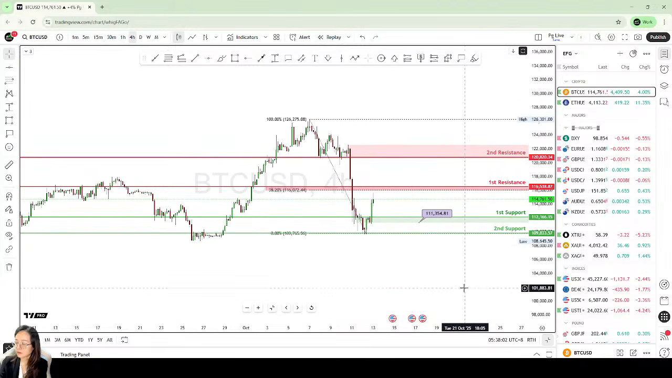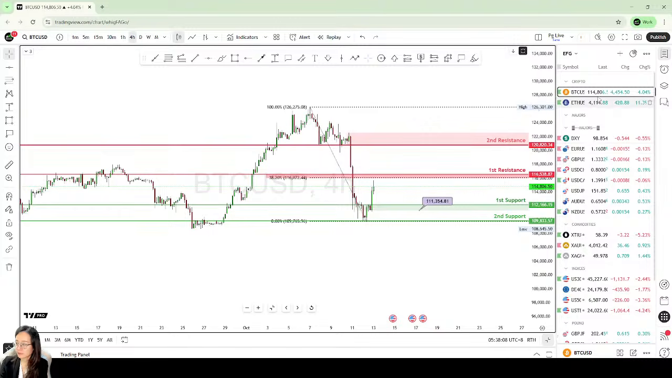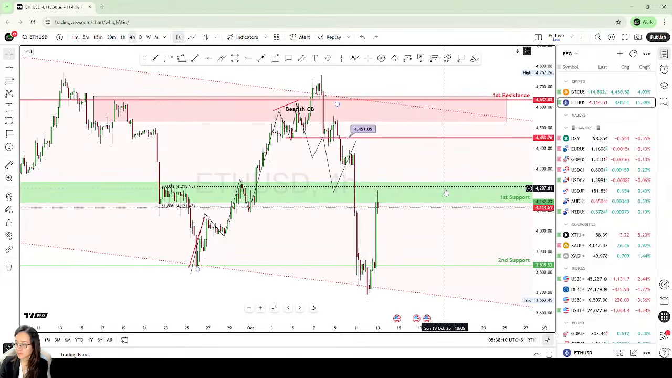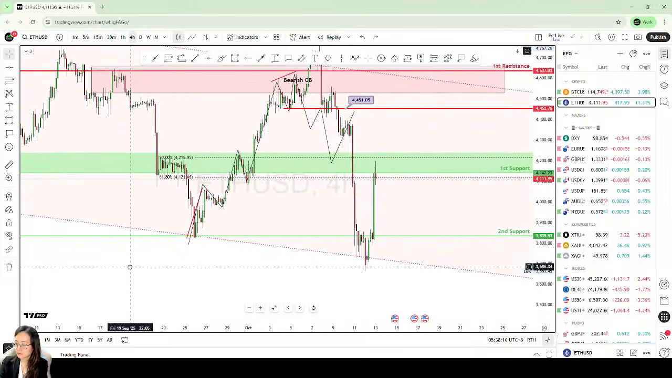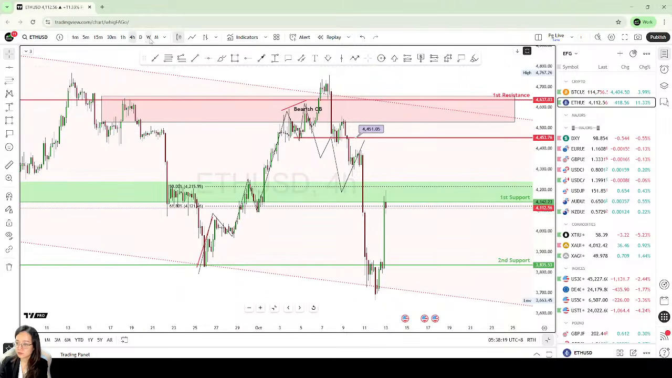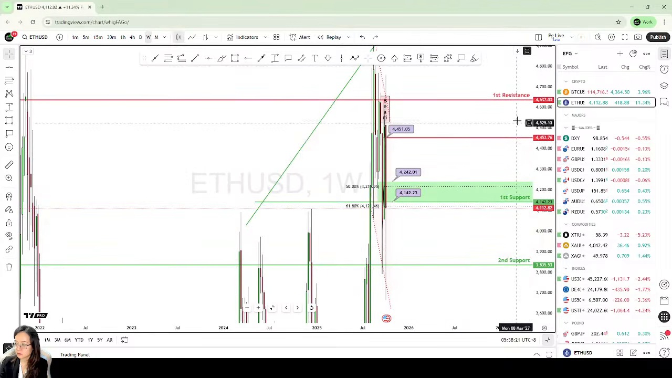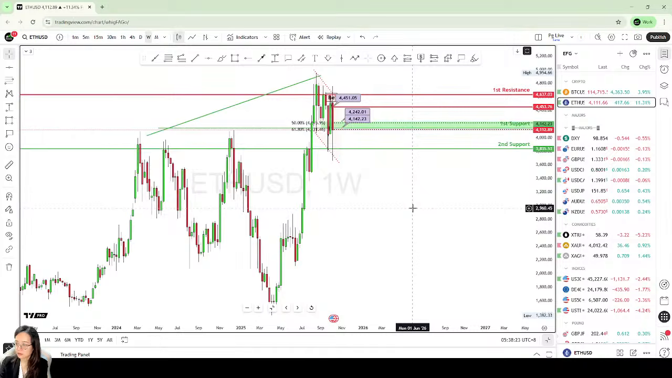Okay. Ethereum. This one should be like last week. This should be in last week.